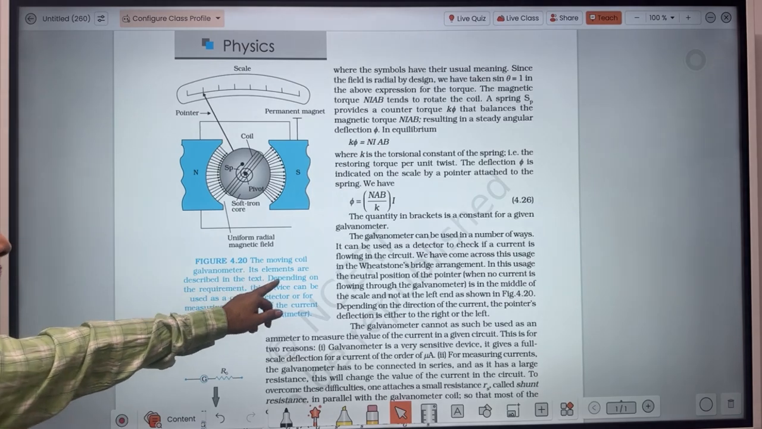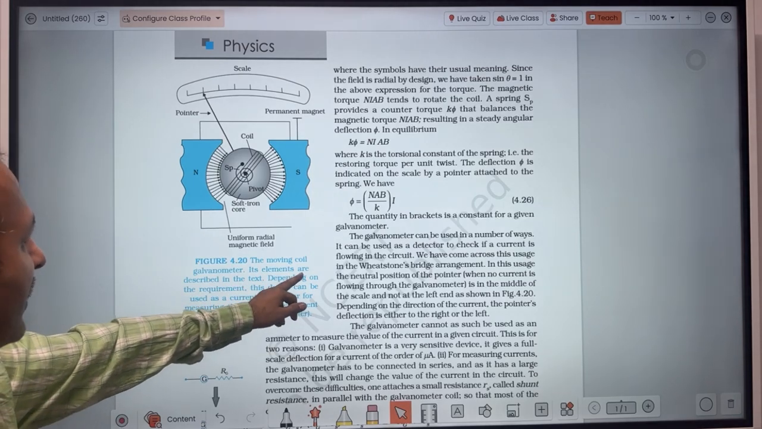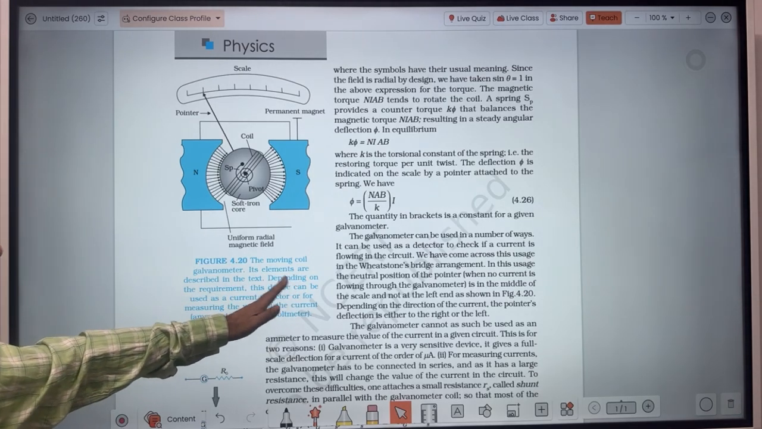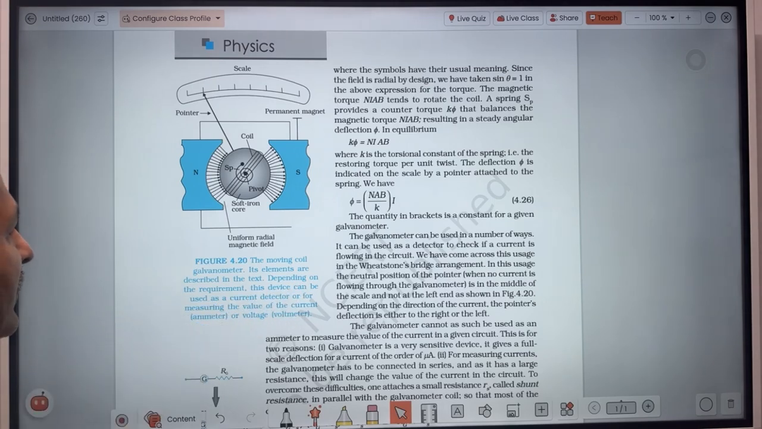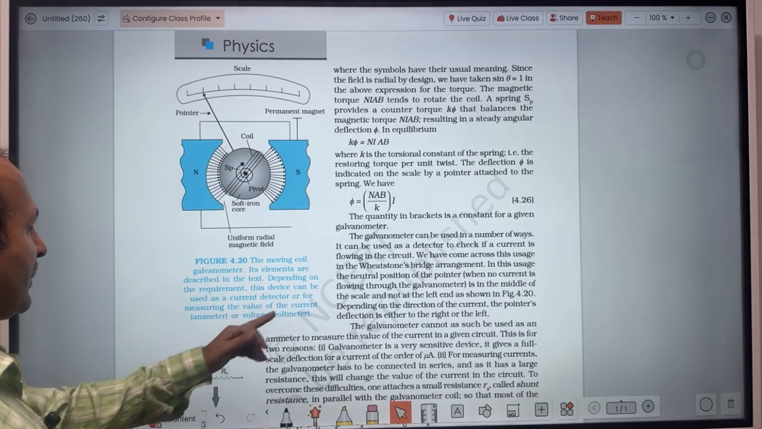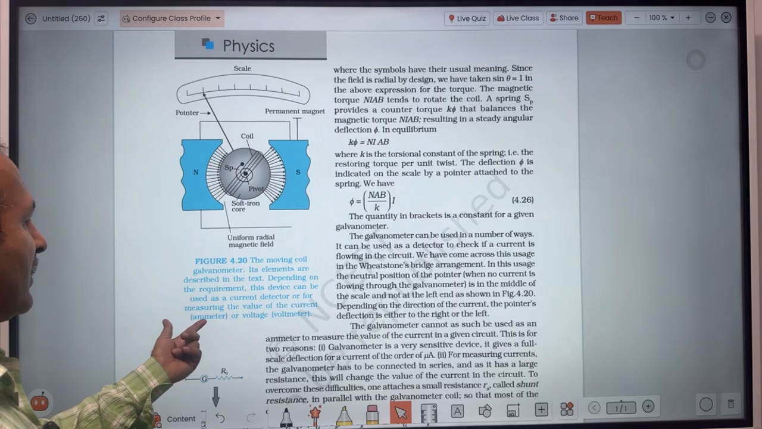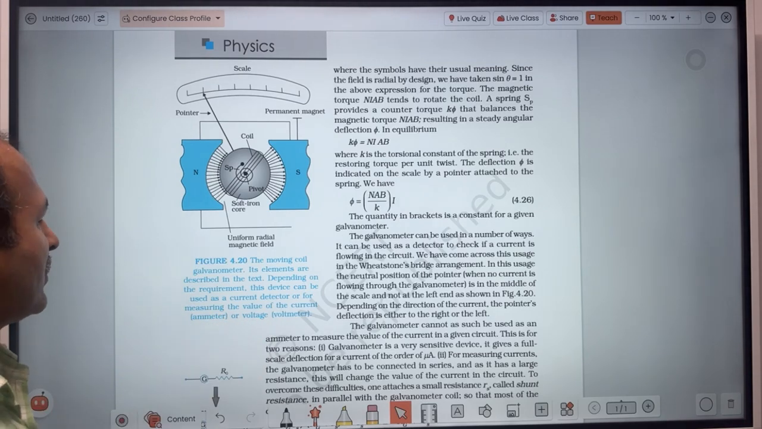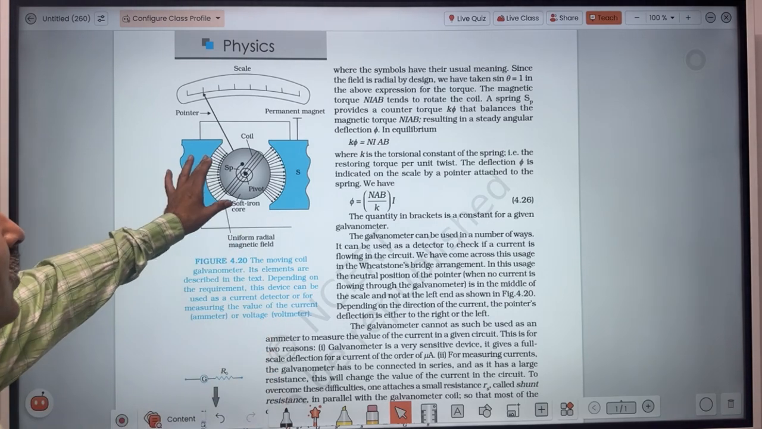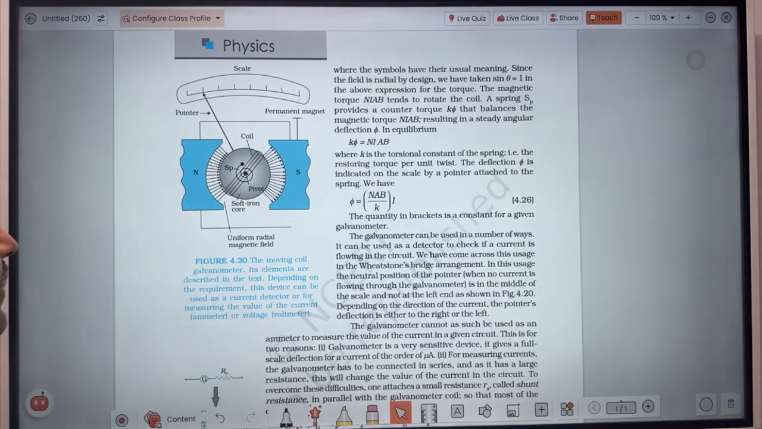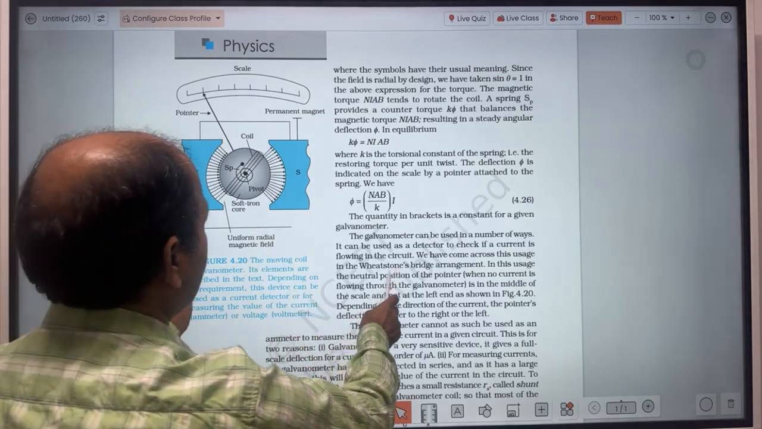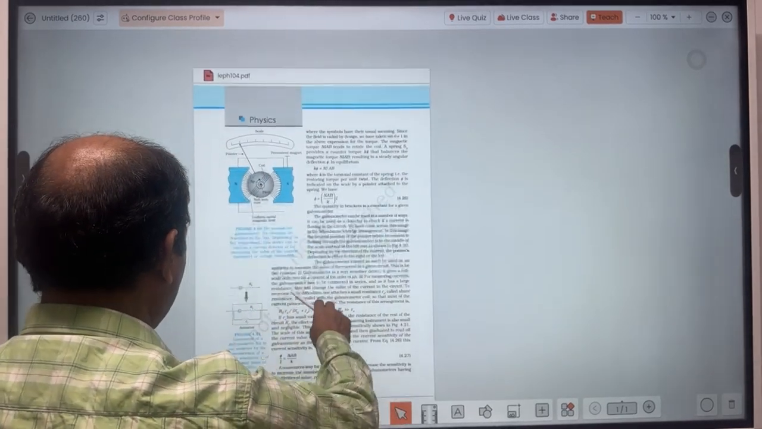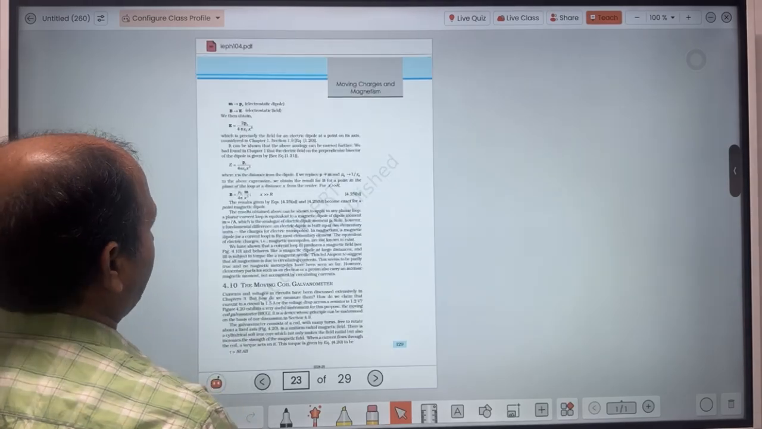The moving coil galvanometer, its elements are described in the text. We will see that, depending on the requirement, this device can be used as a current detector or for measuring current, and as a voltage detector, that is, for measuring voltage. So like an ammeter or voltmeter. So we have to convert this into an ammeter or voltmeter, which we will study soon. But before that, let's read some basic points, and after that we will analyze.